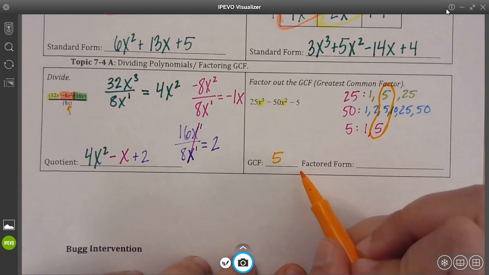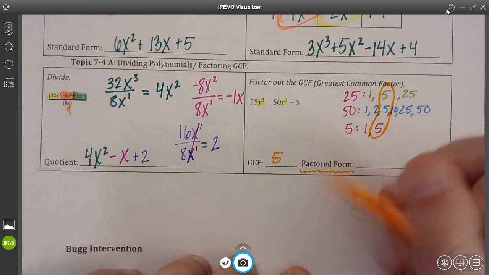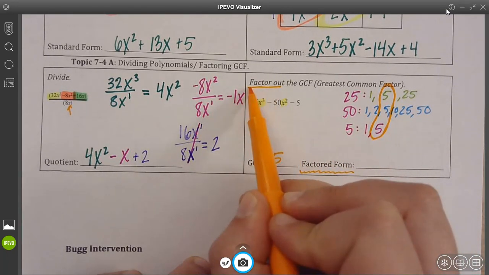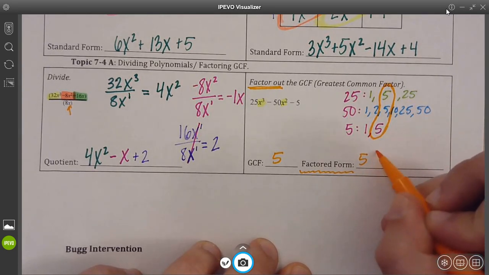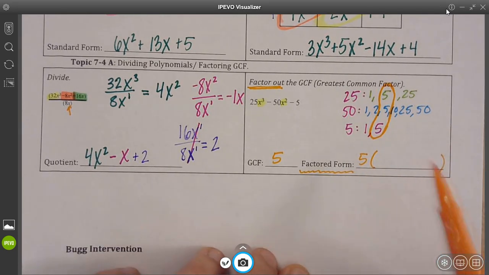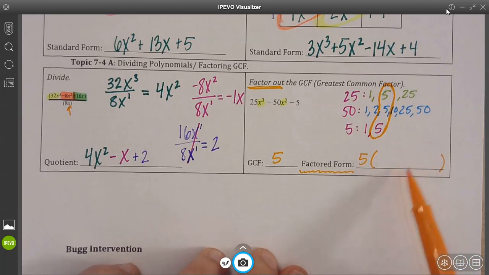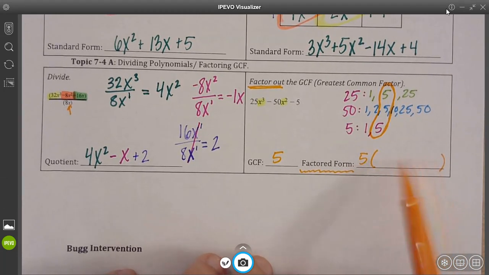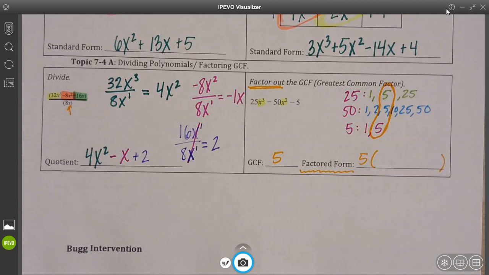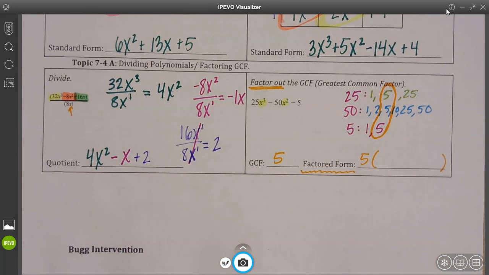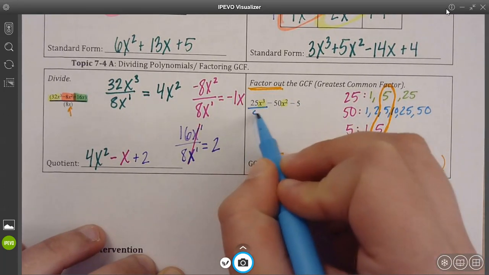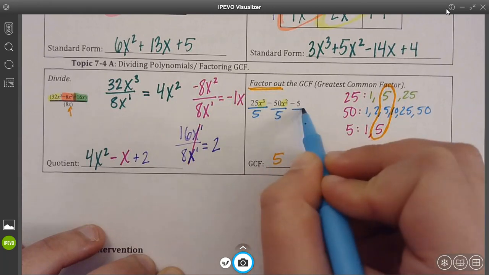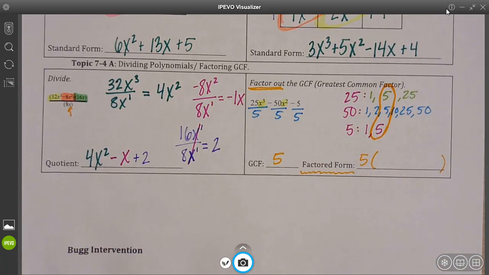And when we write the factored form, or when you're asked to factor out the GCF, that means that we're going to have a 5 on the outside of a set of parentheses, and we've got to figure out what those leftovers are, the remainder of this problem right in here. And that's where the quotient goes, what we just found in our last problem. So we're going to take this polynomial here, and we're going to divide every term we see by our GCF.